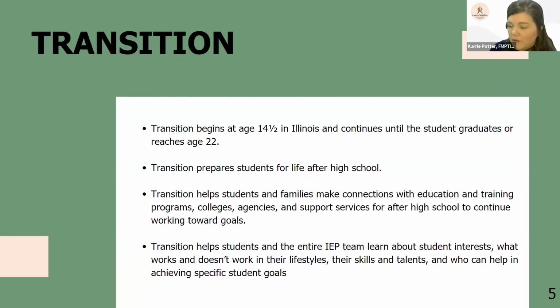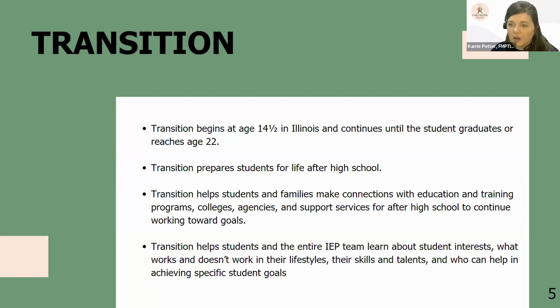So we're focusing on portfolios for transition age students and how that could be helpful for a student who's transition age. But I think a portfolio can be helpful at any age. I mean, you could start working on a portfolio even before a student reaches transition age, or even after students exit high school, it can be helpful.